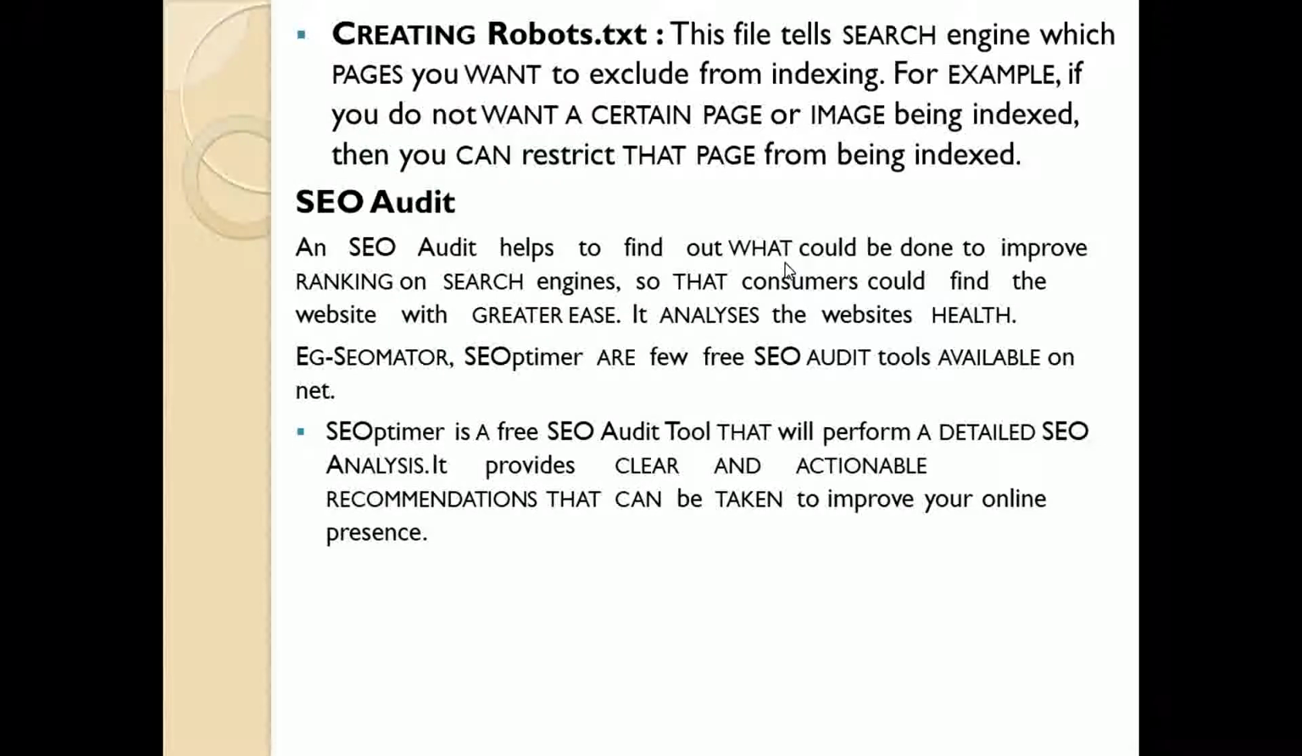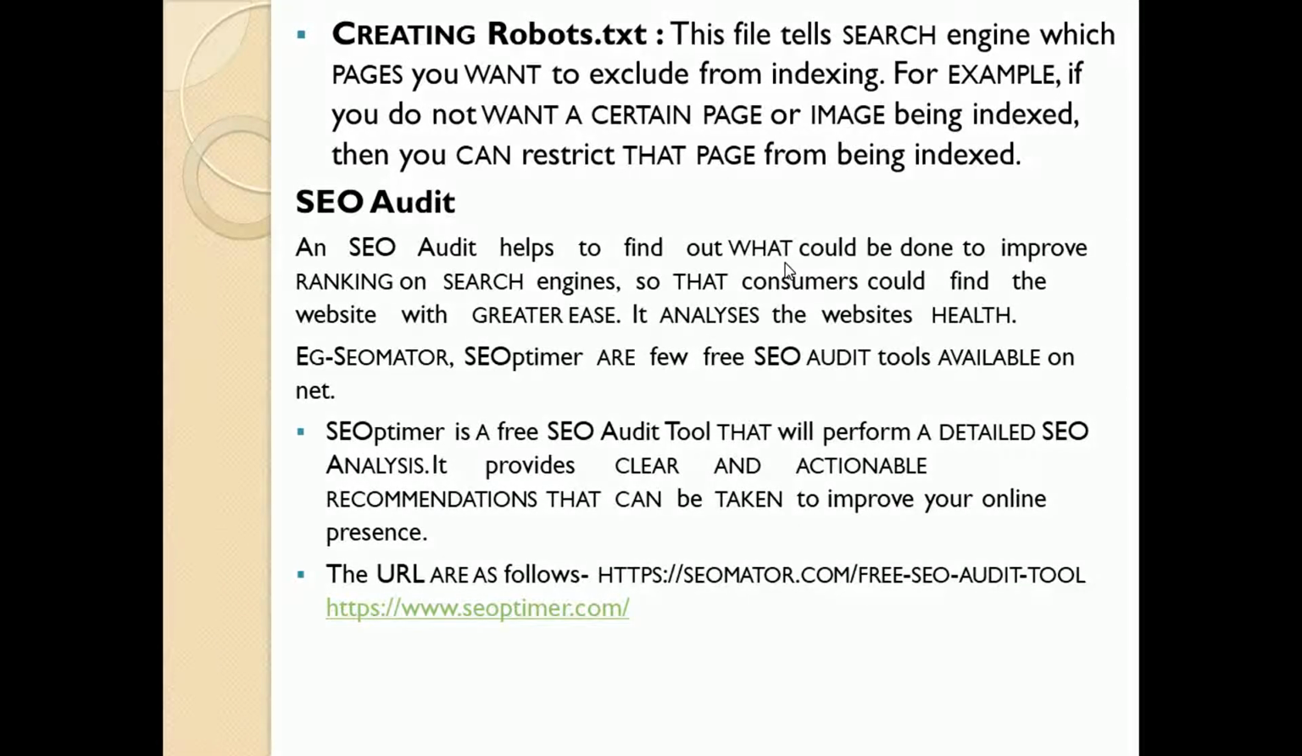SEO Optimizer is a free SEO audit tool that will perform a detailed SEO analysis. So what is the use of this SEO audit tool? To perform the analysis of whatever you enter. It provides clear and actionable recommendations that can be taken to improve your online presence. This is the URL given to go to this SEO tool.